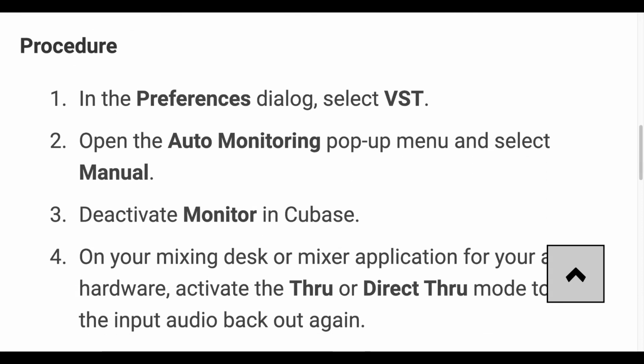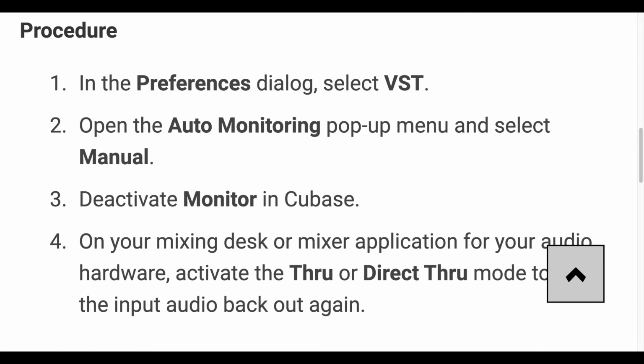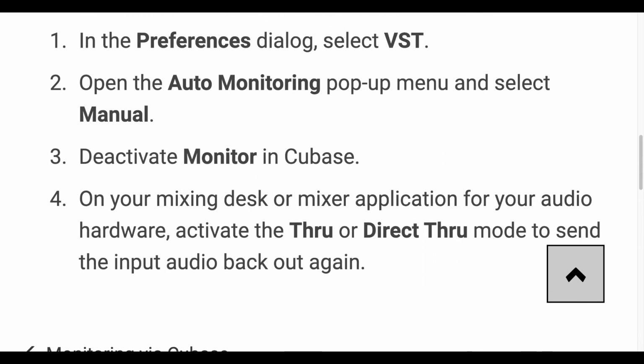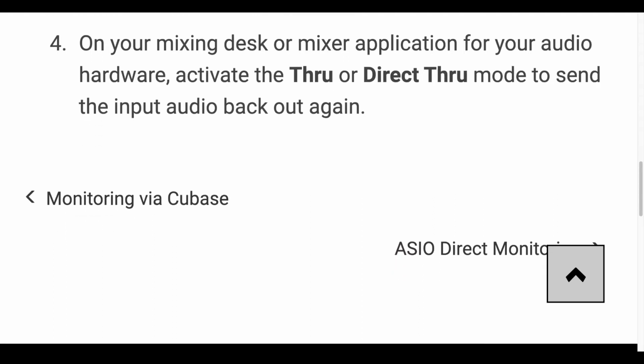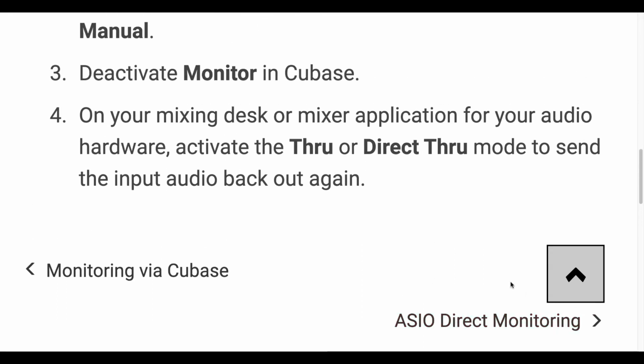Procedure. In the Preferences dialog, select VST. Open the Auto Monitoring pop-up menu and select Manual. Deactivate Monitor in Cubase. On your mixing desk or mixer application for your audio hardware, activate the through or direct through mode to send the input audio back out again.